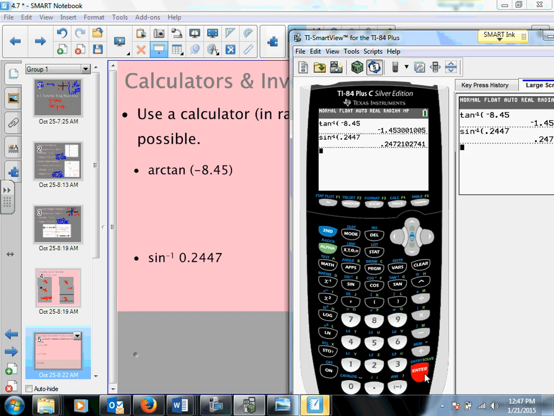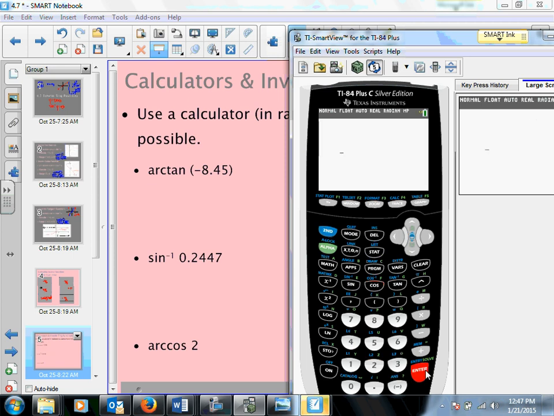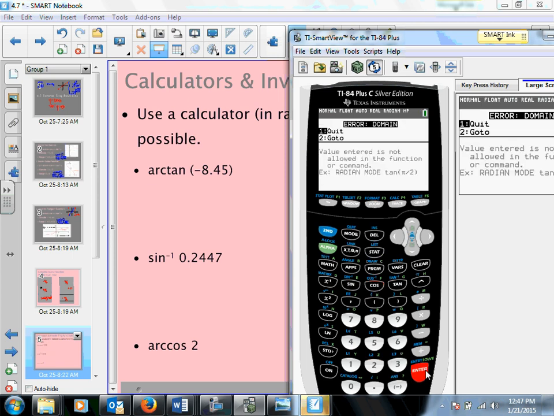Okay. How about the arc cosine of 2? You can't. Let's just see what happens if we try to put it in our calculator. Error. Domain. Because 2 is not in the domain. So if you mindlessly try to put that in your calculator, it will tell you that you were not supposed to do that. Okay? So just so you know what happens if you try it, it's not going to work.